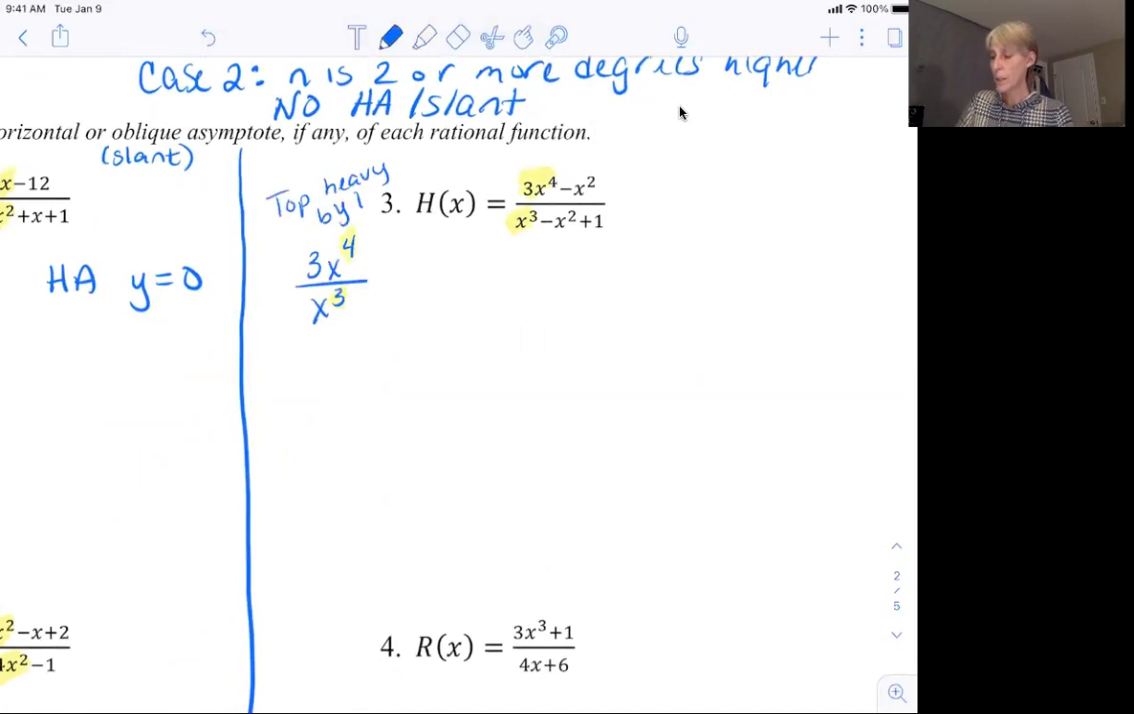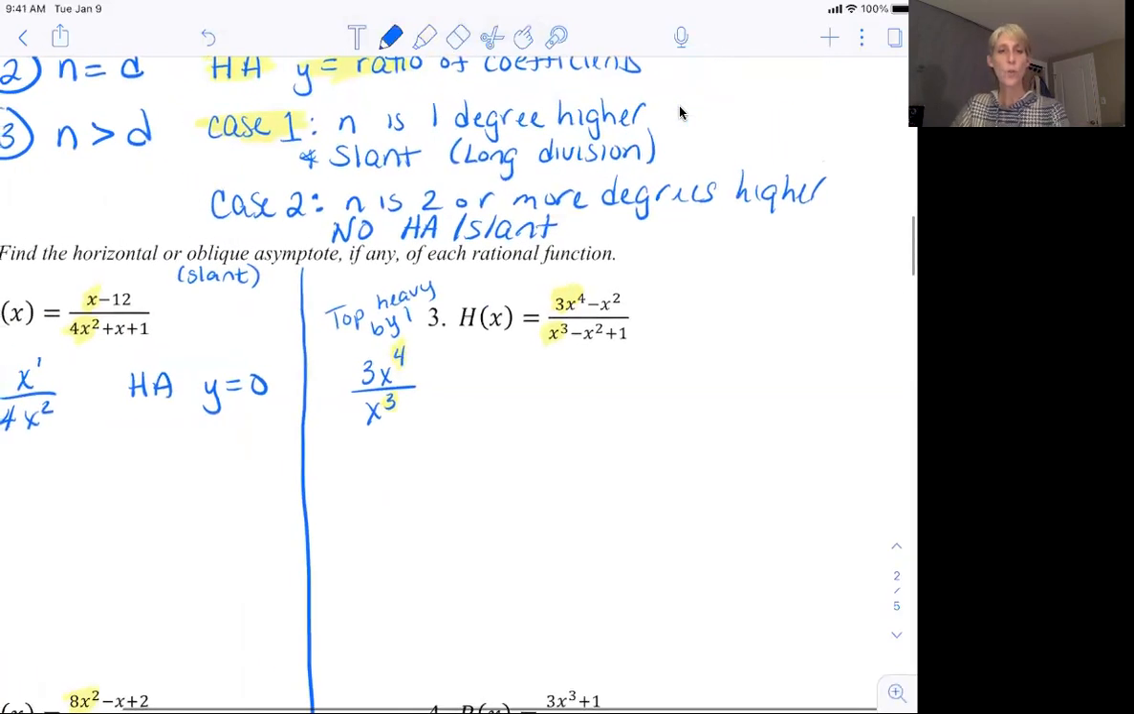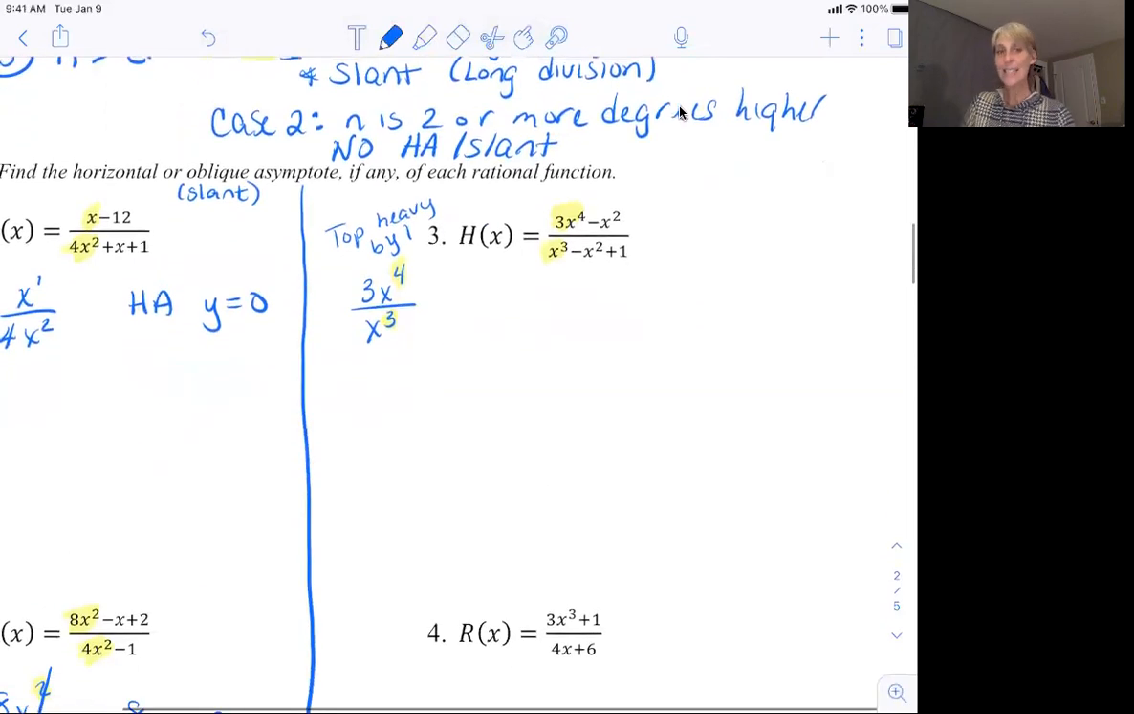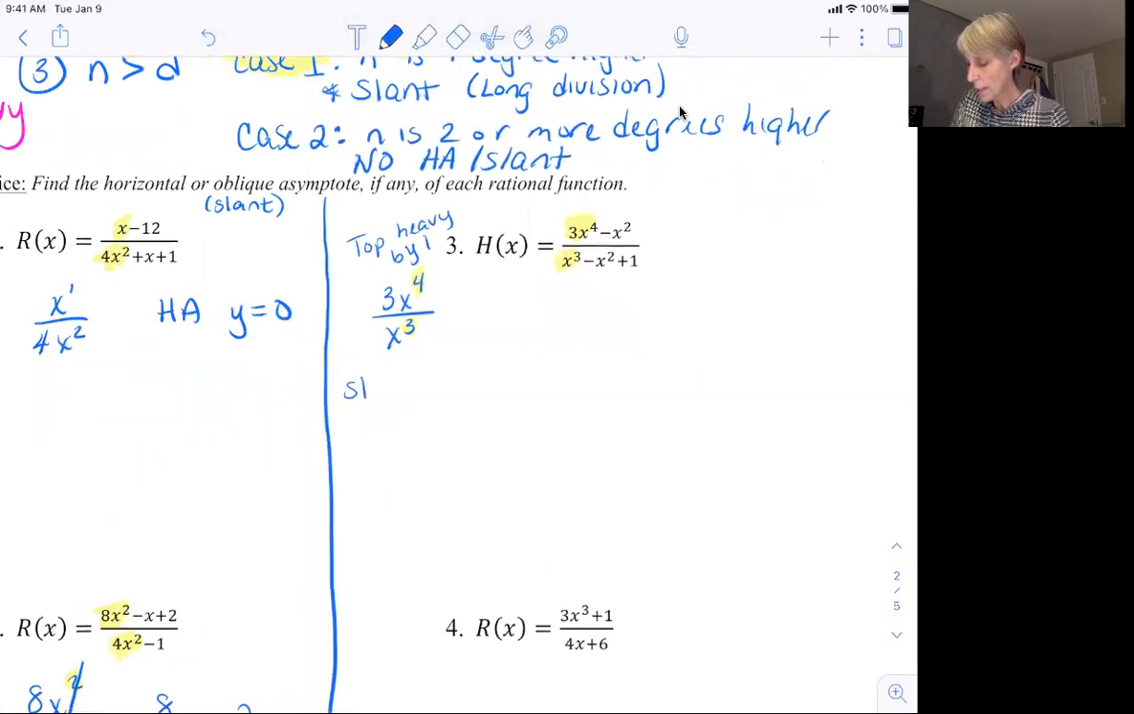By 1. So that's going to be case 1. N is 1 degree higher. So in order to find this slant asymptote, remember, this is going to wind up being a slant asymptote. I have to use long division. So I'm going to divide the numerator by the denominator.